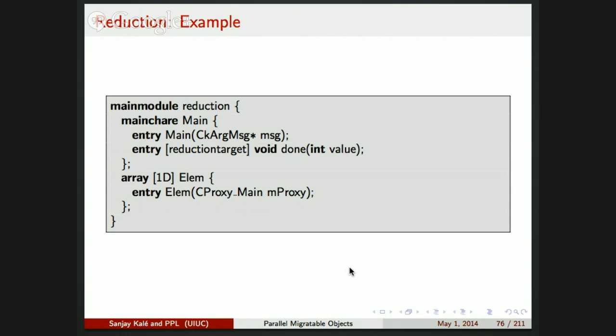So this is just saying that when we tag a method as a reduction target, we know there's going to be some sort of reduction that's going to be called, and it's going to end up with an int as the result, and that will end up here.